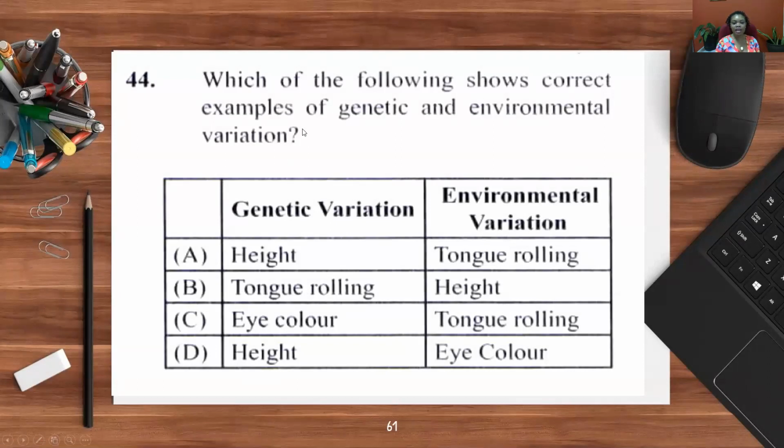Which of the following shows correct examples of genetic and environmental variation? You have height, tongue rolling, eye color. Now, height and weight are seen as more environmental, even though there's a gene that controls them, because it depends on the amount of food that you have available. Even if you have the gene to be tall, if you're malnourished, then you would not grow to the height that you have the potential to reach. So it's seen as more environmental. So the answer is tongue rolling and height. Tongue rolling, definitely genetic.